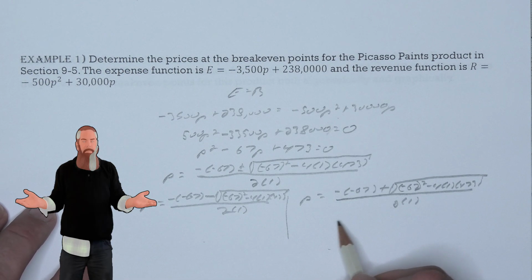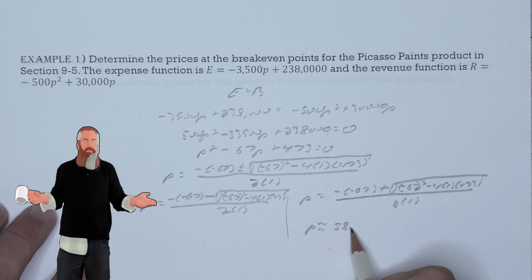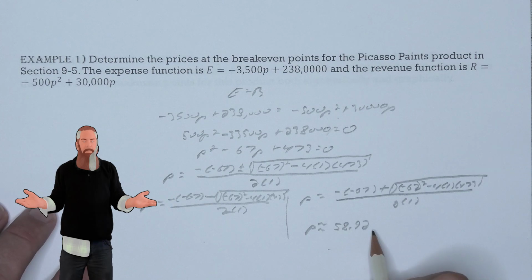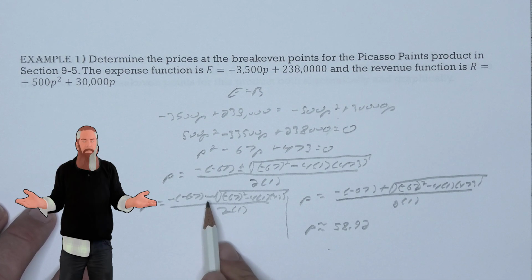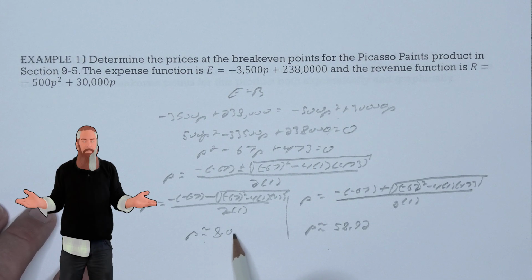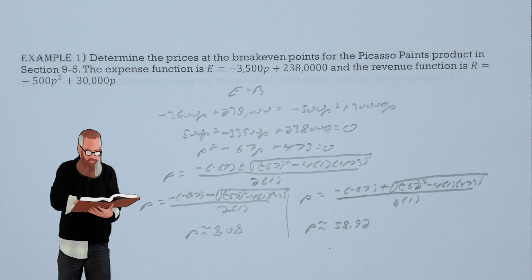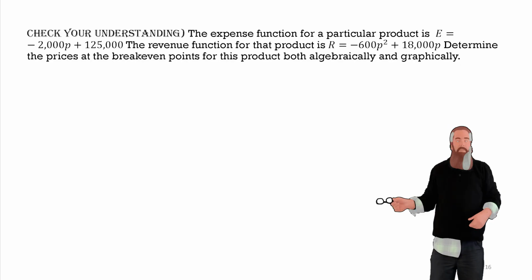Solving the positive version of this gives us p is approximately $58.92. That's because we're rounding to the nearest cent. And on the negative version, we get that p is approximately $8.08. So the prices of the break-even points are $8.08 and $58.92. Let's check our understanding.